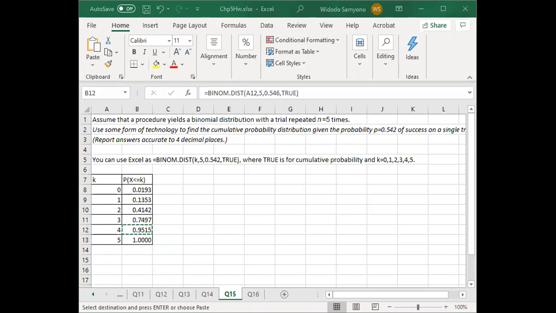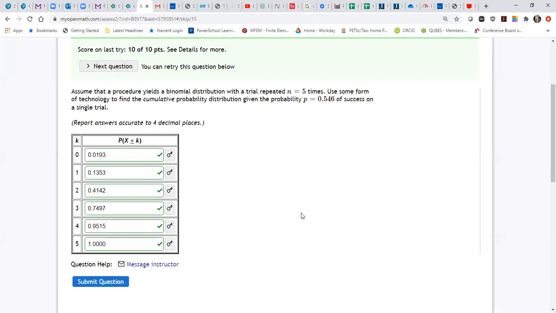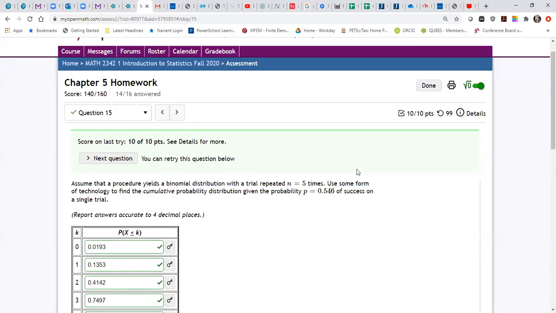And the last one is a 1. They just put like 1, 0, 0, 0, 0. So you can submit it now, right? Yeah, the last one is 1.000. So just type it there. So now you can submit it. Okay. So this is the correct answer.